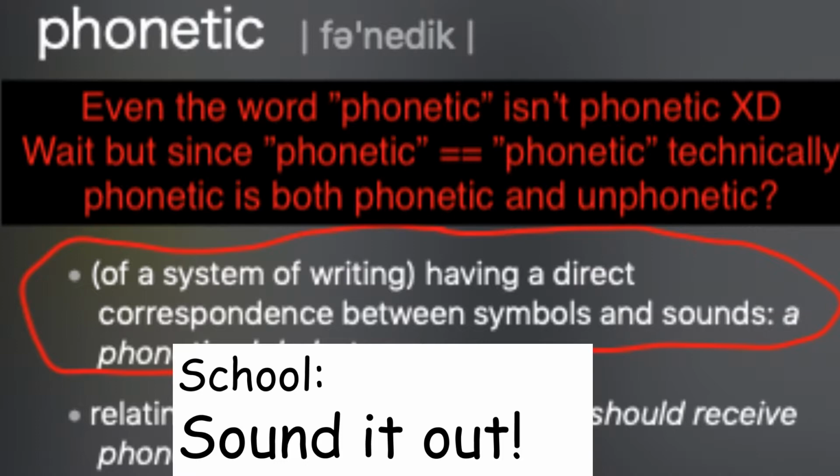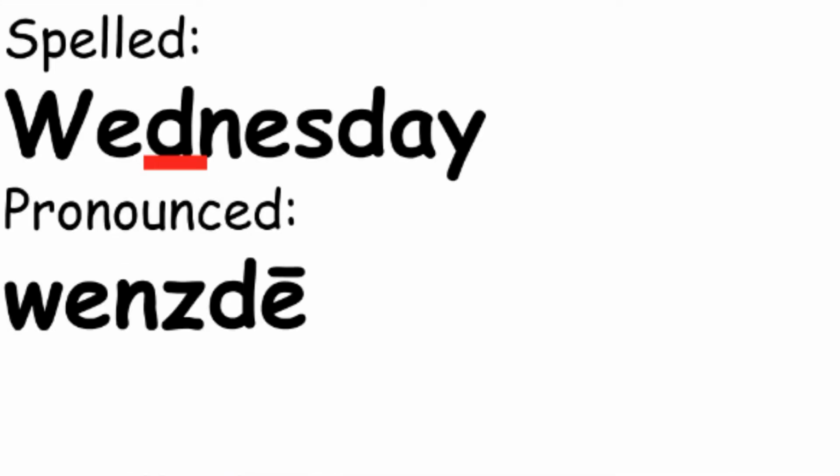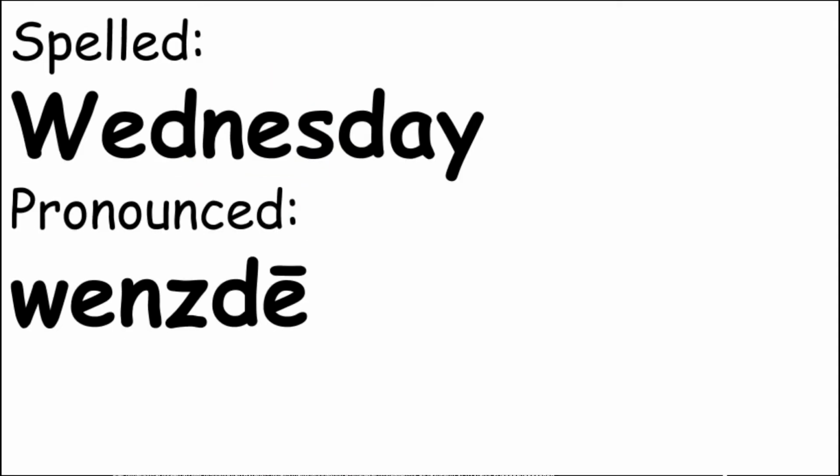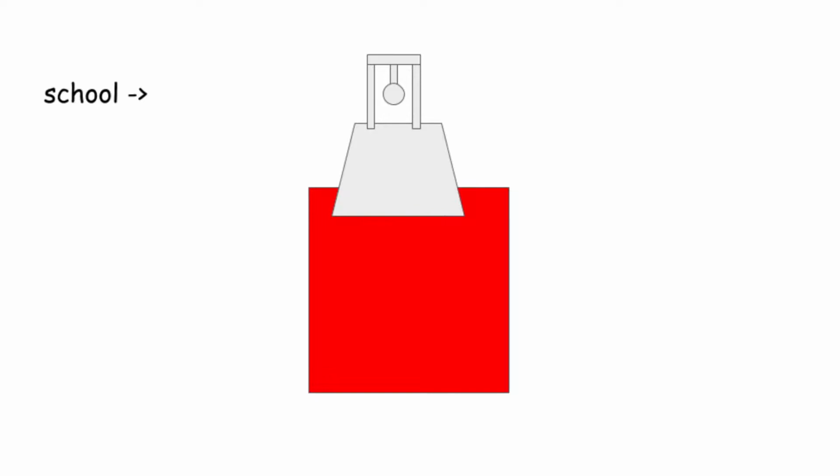For example, this is a very common, notorious exception, Wednesday. According to the actual phonetics, it's pronounced Wed-nes-day. The D and the E here are silent, and the S is pronounced like a Z for some reason. Sounding it out doesn't actually help you, except that's what all the teachers at my school always said. Just sound it out. It just makes sense. Sound it out. Sound it out. And that's how elementary school was for me.